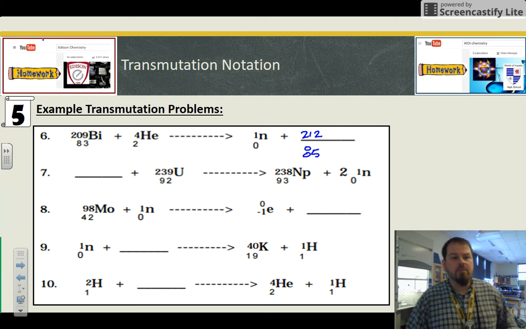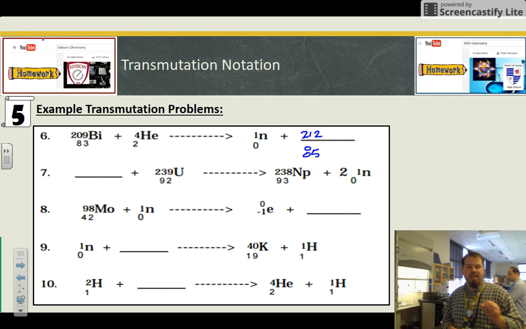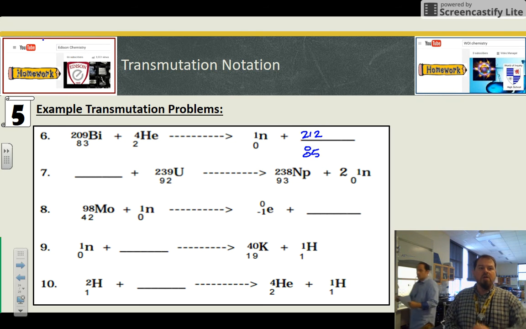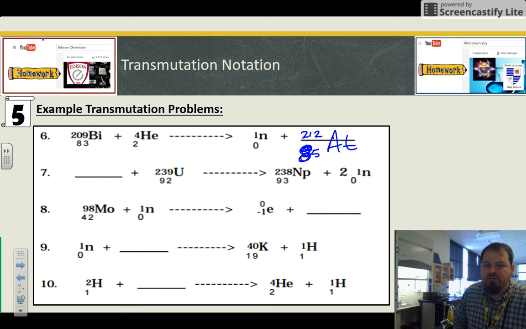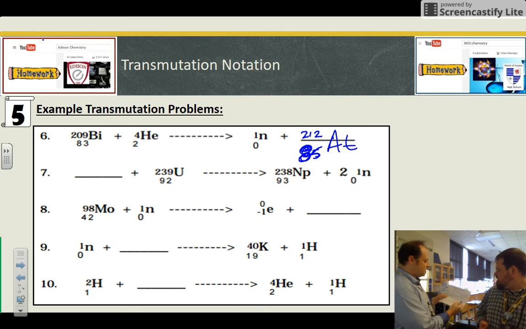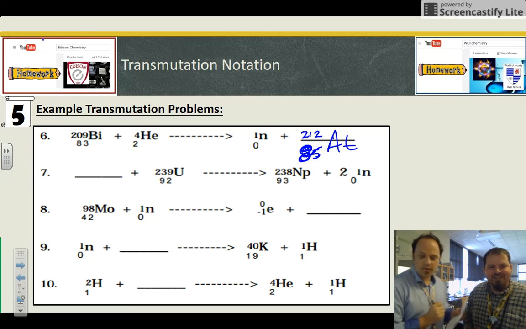Now for the nuclear charge: Bi has 83 protons, helium has 2, so I have a total of 85. Neutron has 0, so I have 85 there. Then I use that number, 85, not the 212, to figure out what atom it is. Is that astatine? Astatine. Hey, I knew one. There you go. Good job.